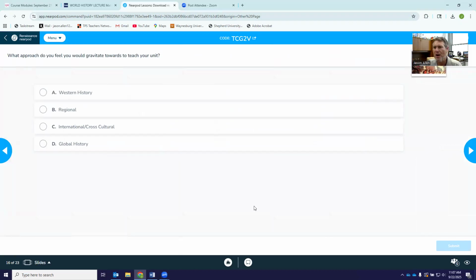Think about which one you would do. I will be the first to admit, your standards sometimes direct you to which one you're going to do. And I would be shocked if most of you didn't start with the chronological a little bit more. And I do think our standards lend themselves a little bit more to the Western approach than anything.